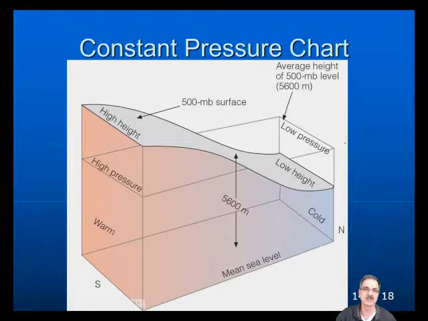Okay, so this is a constant pressure chart. So on this line right here, it is a 500 millibar surface, and you'll notice in the cold air that this pressure line is lower in the atmosphere, but in the warm air, it's higher in the atmosphere. So this is what is referred to as a constant pressure chart. The pressure along this surface is the same. It's just recording the height that each of these pressure points are at.